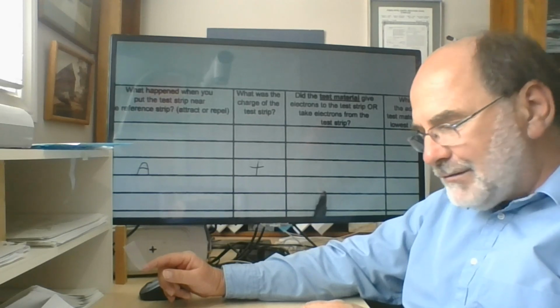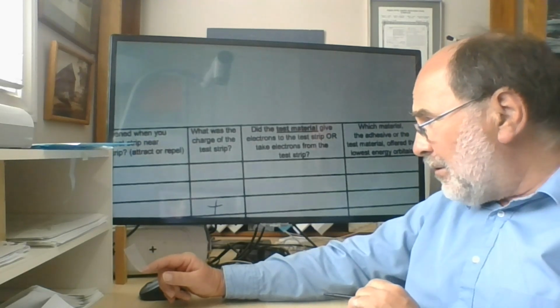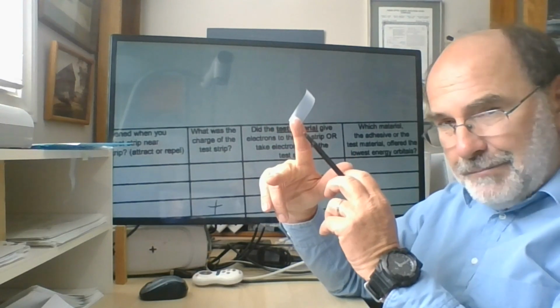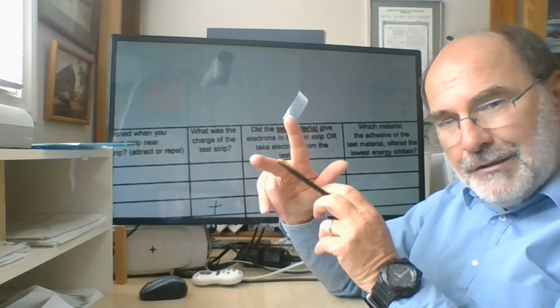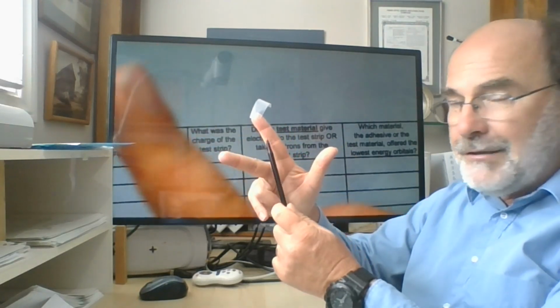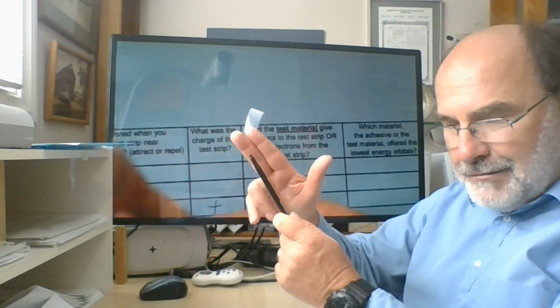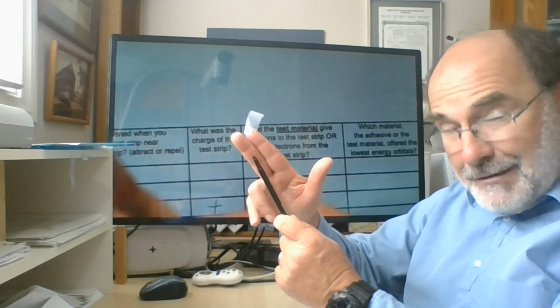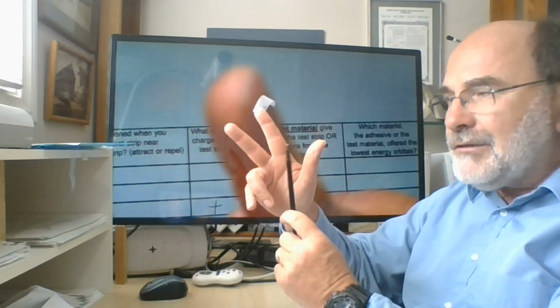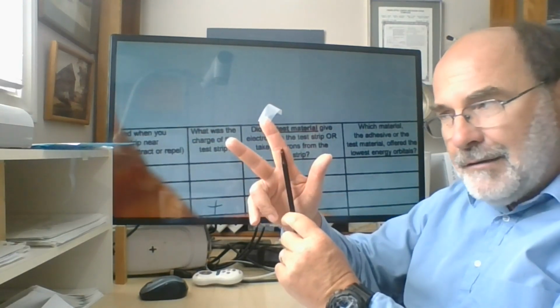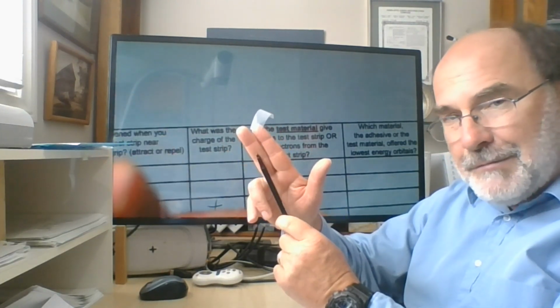Next, did the test material give electrons to the test strip or take electrons from the test strip? Well, the test strip lost electrons to the test material. Reference strip, always negative. Test strip, well, you test it, hence the name. The test material that the test strip was ripped from is going to be opposite in sign to whatever the test strip is. So if the reference strip, which is always negative, attracts the test strip like it did in this example, then the test strip must be positive. Opposites attract. The test strip is always opposite the test material. So if the test strip is positive, the test material is negative.